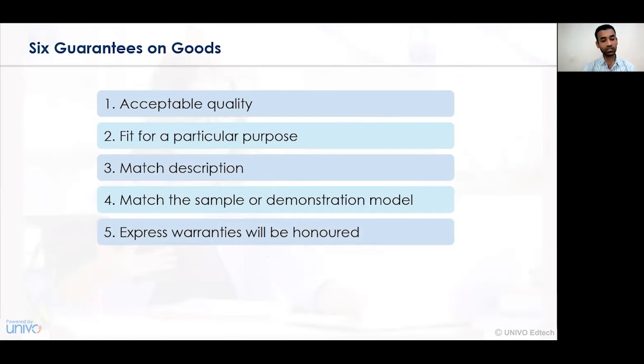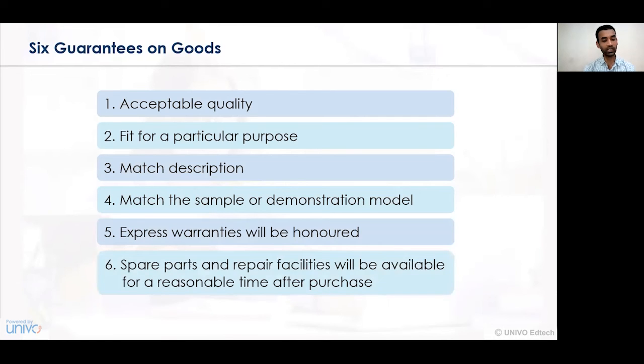So accordingly, if a certain express warranty has been given, then it is always assumed that in terms of a guarantee contract, all the express warranties should be complied with and fulfilled, and accordingly those particular transactions need to be complied with. The spare parts and repair facilities will be available for a reasonable time after a purchase.